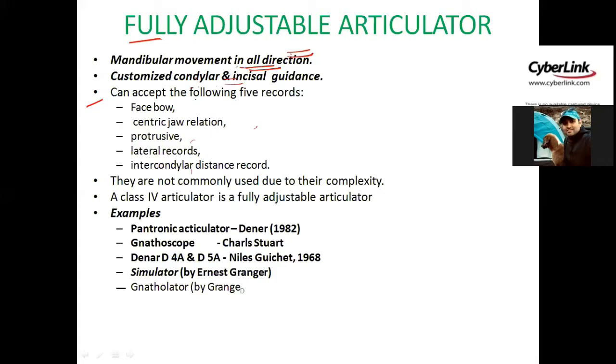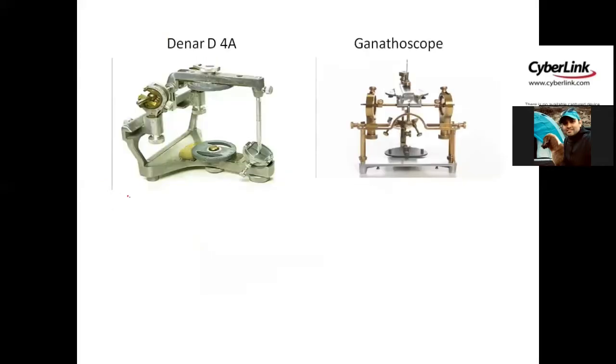It can accept the following 5 records: face bow, centric jaw relation, protrusive records, lateral records, and intercondylar distance records, so that we can record everything in this. And this is not commonly used because of complexity again. And class 4 articulator, which is a special articulator, is fully adjustable, right? These are the various examples: Pantronic articulator, gnathoscope, Denar simulator, and gnatholator. This is Denar, this is gnathoscope.